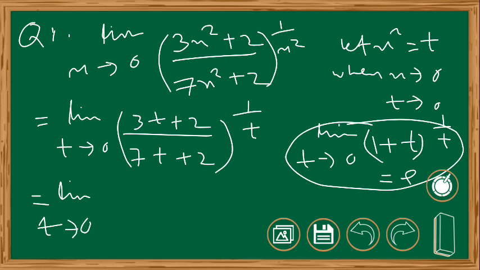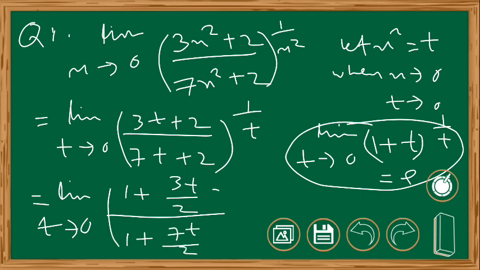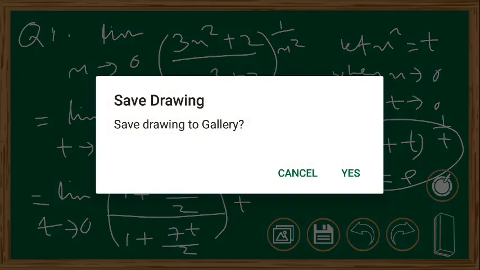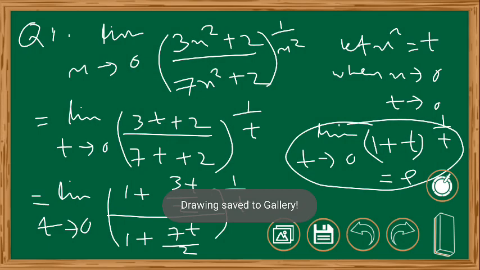Now in order to bring 1 in the first term, what I do is divide by 2 in the numerator and the denominator. So it will be (1 + 3t/2) divided by (1 + 7t/2), and this whole thing is raised to the power 1 by t. I think this concept is clear to you. Let me save this page for you. Next, let us proceed further.